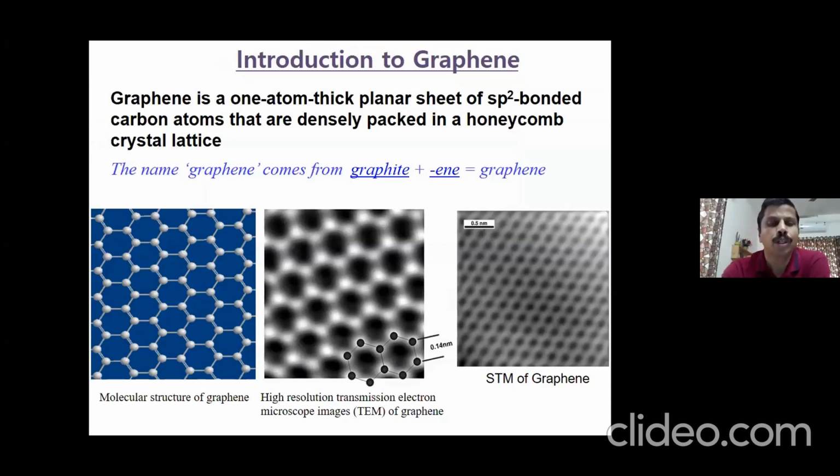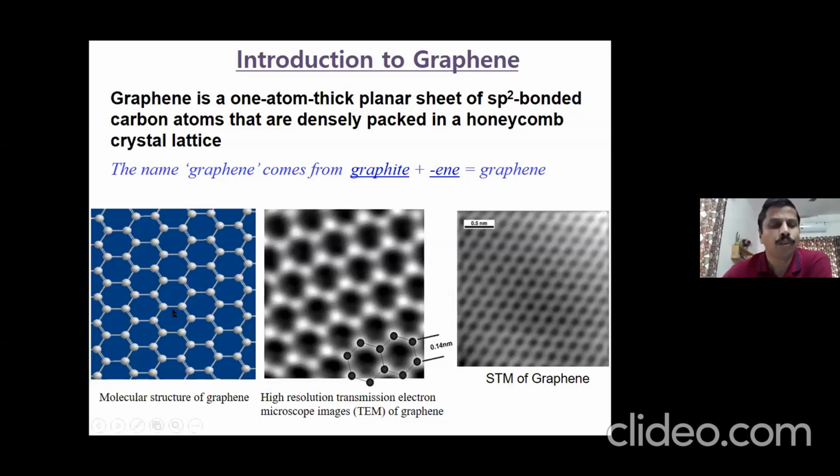graphene is a material which is 1 atom thick. Just remember that, it's just a 1 atom thick planar sheet of sp2 bonded carbon atoms that are densely packed to form a honeycomb crystal lattice. It's basically sp2 bonded carbon atoms. I hope you know the meaning of sp2, that is, double bonds are there.